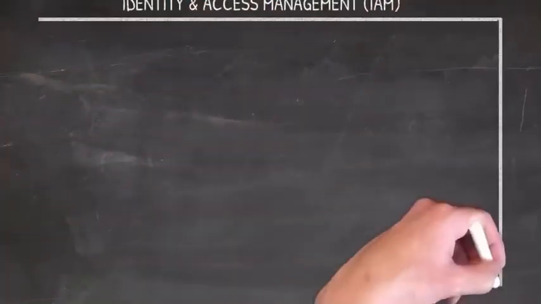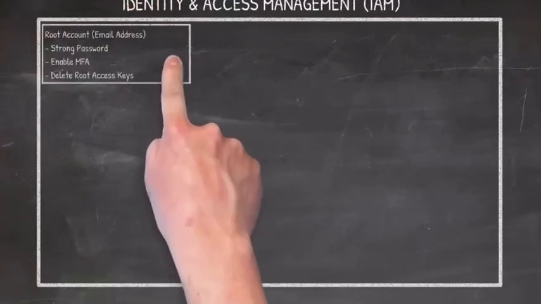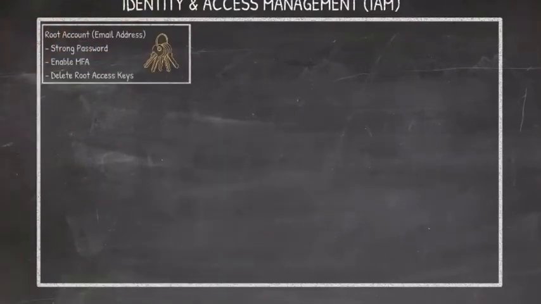In this demo, we will visually explain the IAM concepts using a virtual blackboard. The root account is the first account created and has full access to the AWS account. We recommend the following best practices to secure the root account: enable a strong password, enable multi-factor authentication, IAM supports hardware and software tokens, and delete the root access keys.